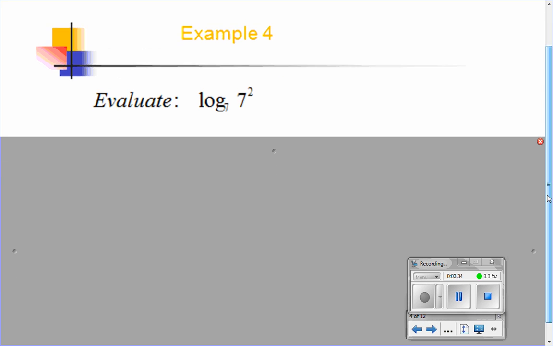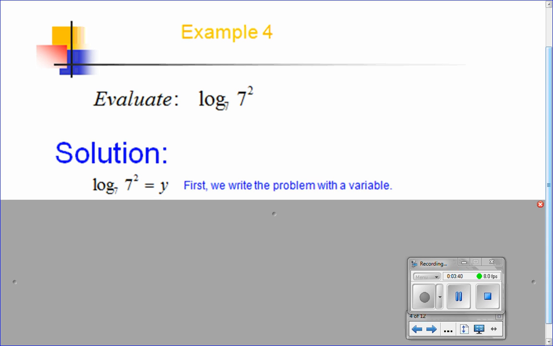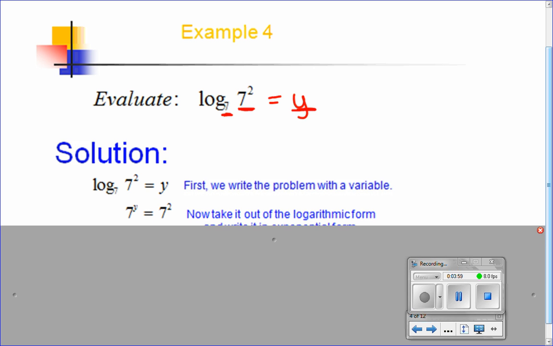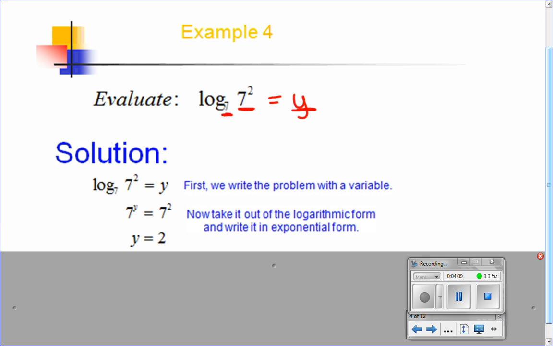Okay, here we're evaluating this logarithm. Again, we can set it equal to some variable, either x or y. So log base 7 of 7 squared is equal to y. Then we can rewrite it in exponential form. So we've got our base to our power is equal to 7 squared. So 7 to the y is equal to 7 squared. Notice we've already got the same base on both sides, so then we can cancel our bases of 7 and we equate our exponents. So y is equal to 2.